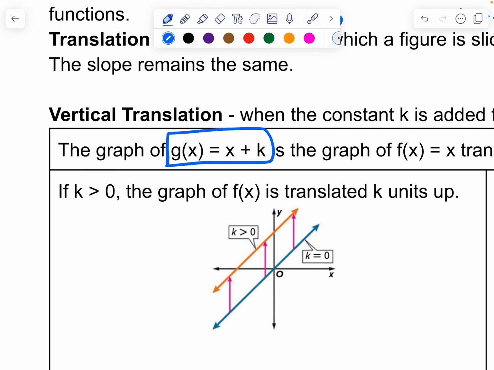So we started with this and we're going to go to this. The difference is we've added k. If you add k and k is greater than 0, you're going to be moving up. So if I had x plus 6, I'm going to go up 6. This one says if k is less than 0, I'm going to go down. So if I had x minus 6, I would have gone down 6 units. That's basically what's happening.